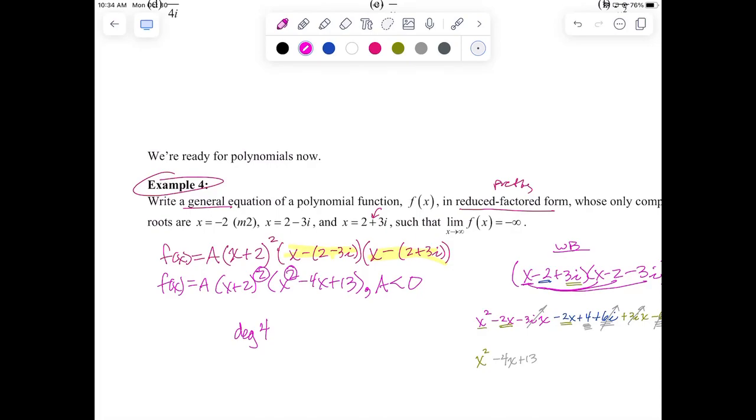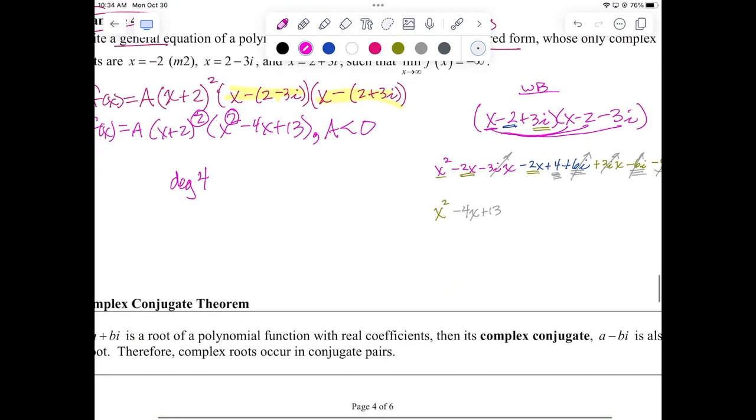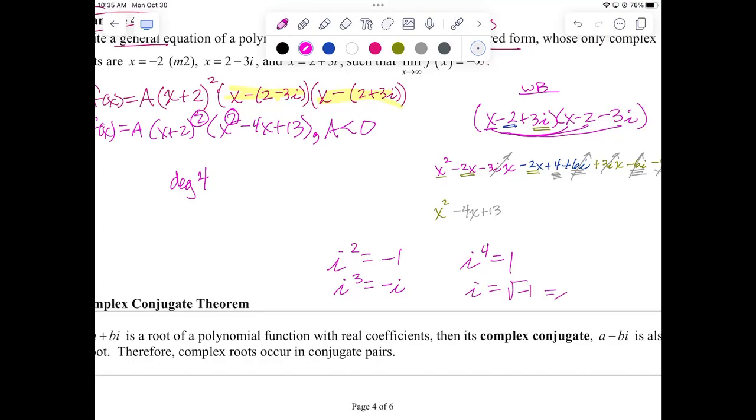Okay, we're all done. Real quickly here, as you're packing up, what's i squared equal to? Negative 1. What's i cubed equal to? Negative i. What's i to the fourth equal to? 1. And what's i? i. Yeah, very good. Have a great day. Perfect timing.